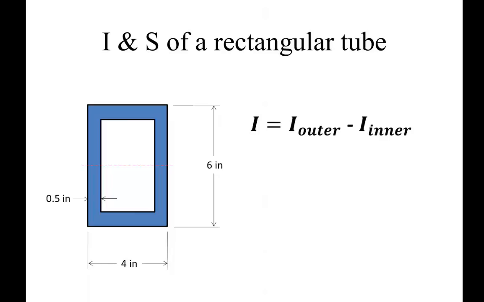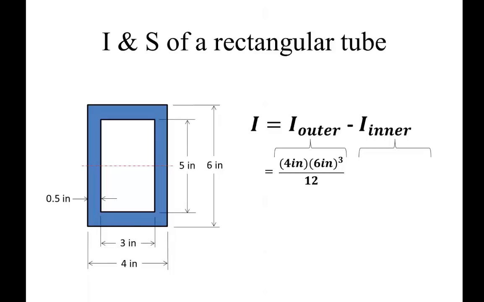We can find the overall moment of inertia by taking the moment of inertia of the outside rectangle as if it were solid and subtracting out the moment of inertia of the inside rectangle. I of the outside rectangle is 4 times 6 cubed over 12. Calculating I for the inside rectangle will require us to find the inside dimensions of the tube. If we subtract two wall thicknesses from the 4-inch width of the tube, we will find that the inside width is 3 inches. Similarly, we would subtract two wall thicknesses from the height to find that the inside height of the tube is 5 inches.